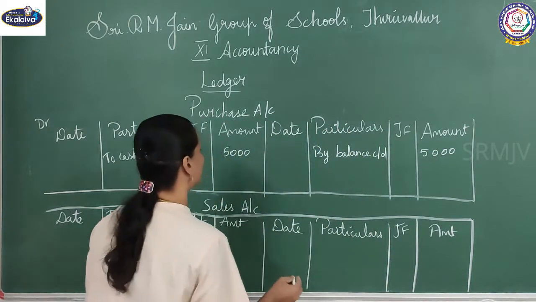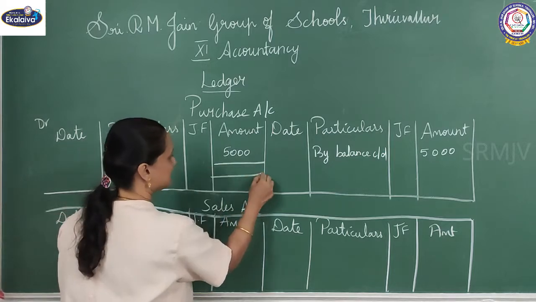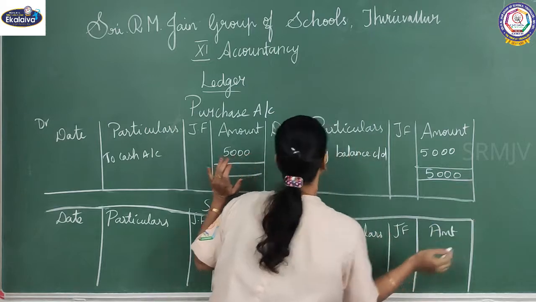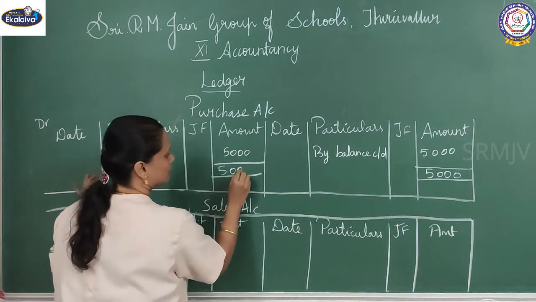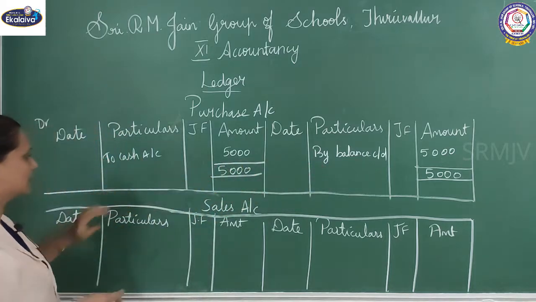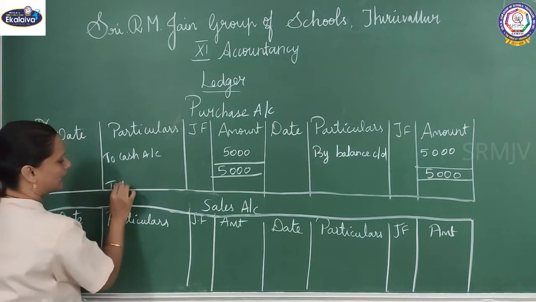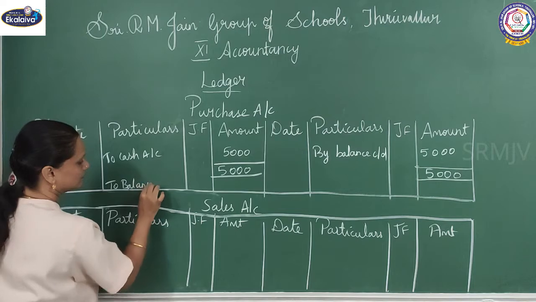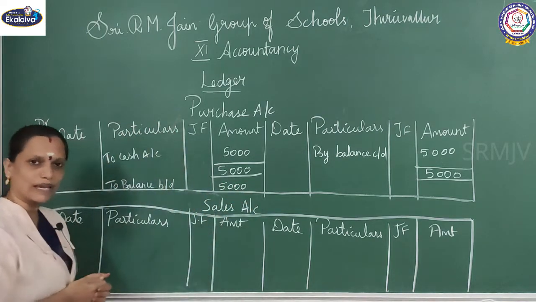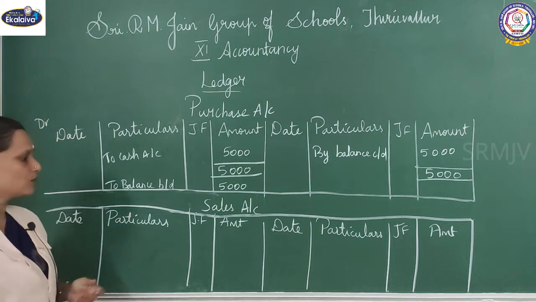Usually we balance the ledger like this, isn't it? 5,000 rupees, 5,000 rupees. So how do we balance? This balance we bring down here: 'To balance brought down', 5,000 rupees. Okay, one more example I will tell you. Sales.